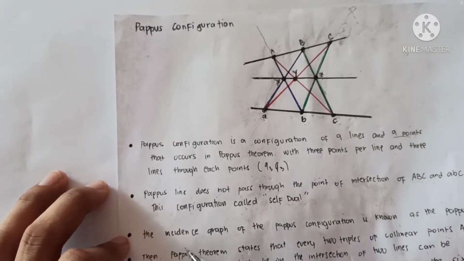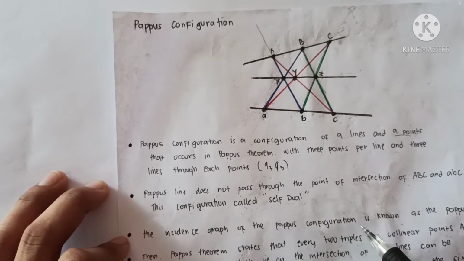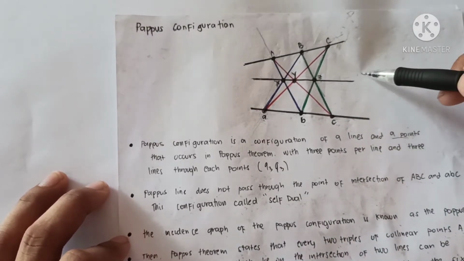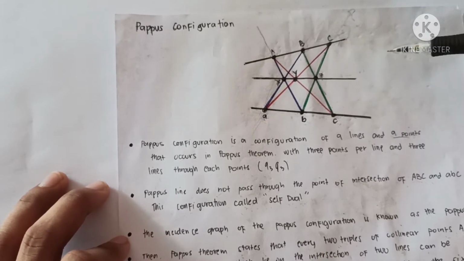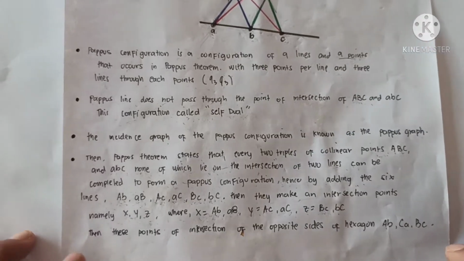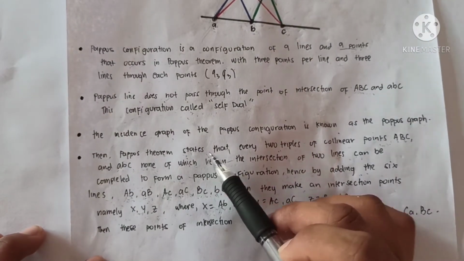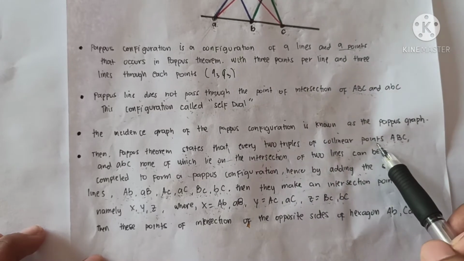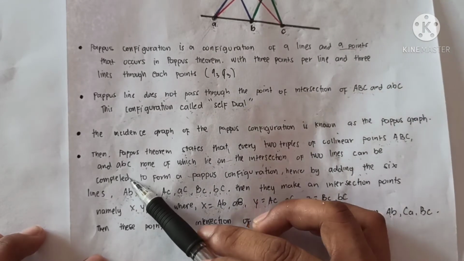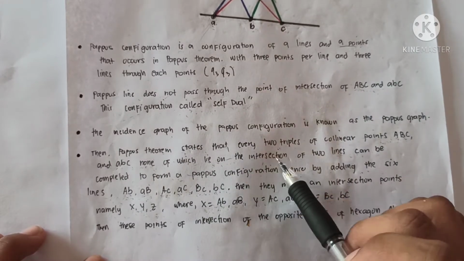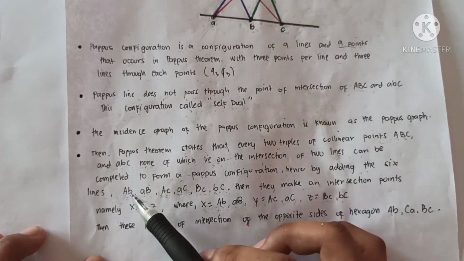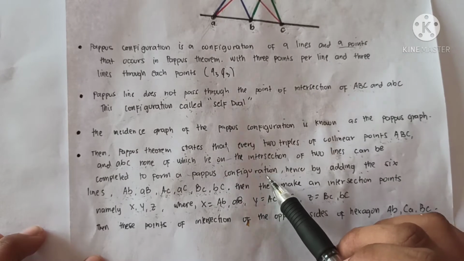Next, the incidence graph of a Pappus configuration is known as the Pappus graph. So this configuration is also an incidence graph, and therefore it is also called a Pappus graph. And lastly, Pappus's theorem states that every two triples of collinear points, large ABC and small abc, none of which lie on the intersection of two lines, can be completed to form a Pappus configuration.